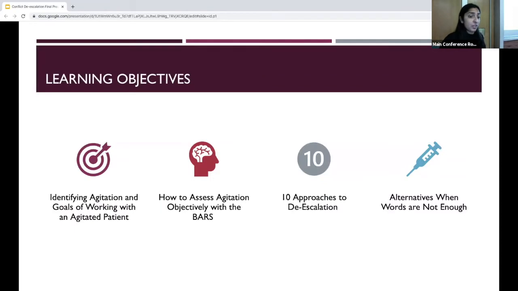So our objectives for today are identifying agitation and goals of working with an agitated patient, understanding how to assess agitation objectively with the BARS, 10 approaches to de-escalation, and alternatives when words are not enough.